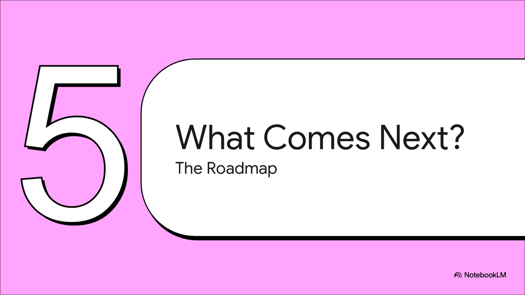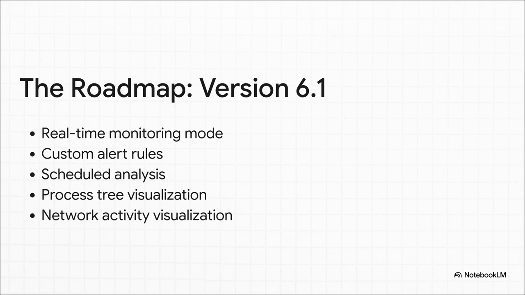But here's the really exciting part. This isn't the end of the story, not even close. Version 6.0 is an incredible foundation, and it's obvious the team sees it as a living, breathing platform with a very ambitious future. The immediate roadmap for just the next version, 6.1, is already packed with powerful new features. Get this: a real-time monitoring mode, custom alert rules you can set yourself, scheduled analysis, and brand new visualizations for process trees and network activity.